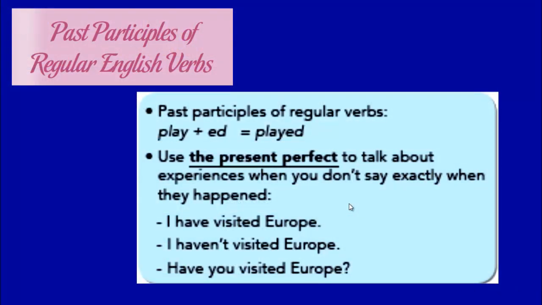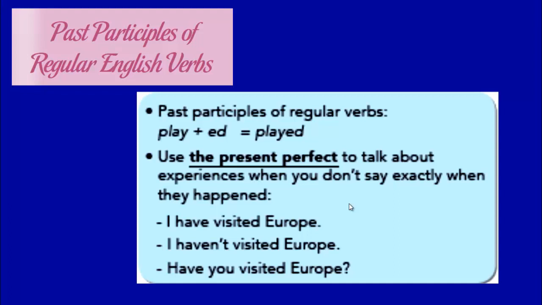Okay, for the past participles of regular verbs, the same like the second form, we are going to add D, ED, IED. This lesson speaks about the present perfect. If you remember present perfect, we use it to speak about experiences when you don't say exactly when they happened. So we speak about the action that has happened but without saying when.